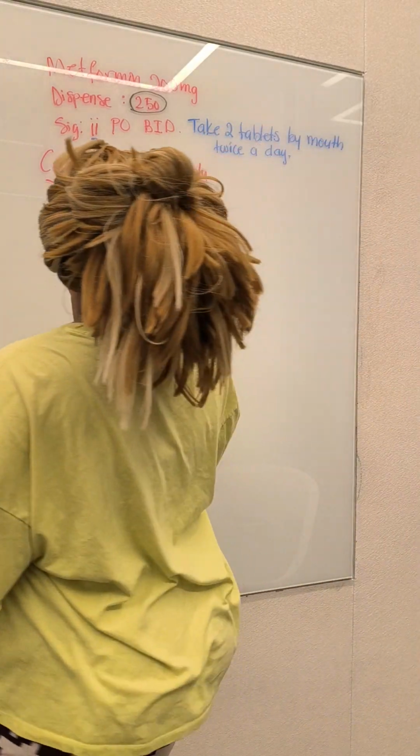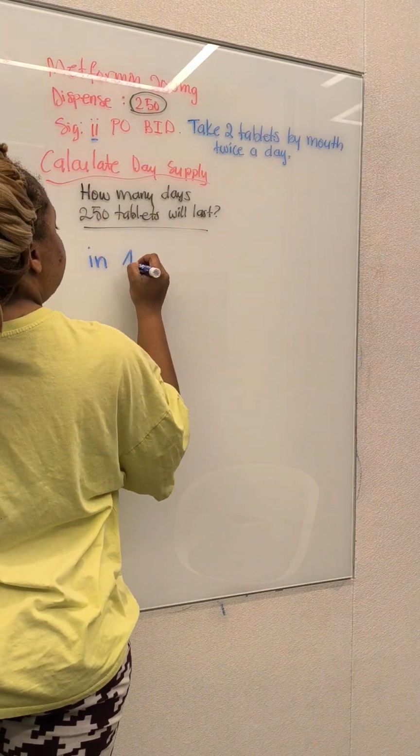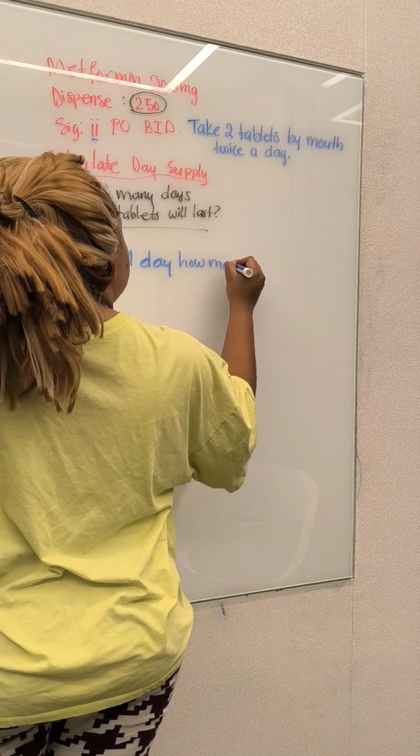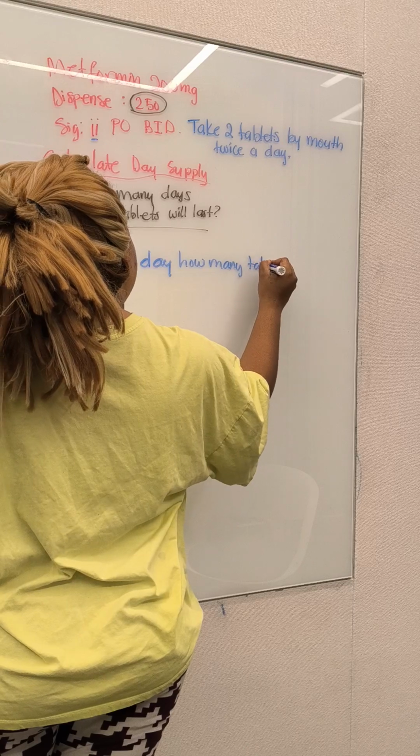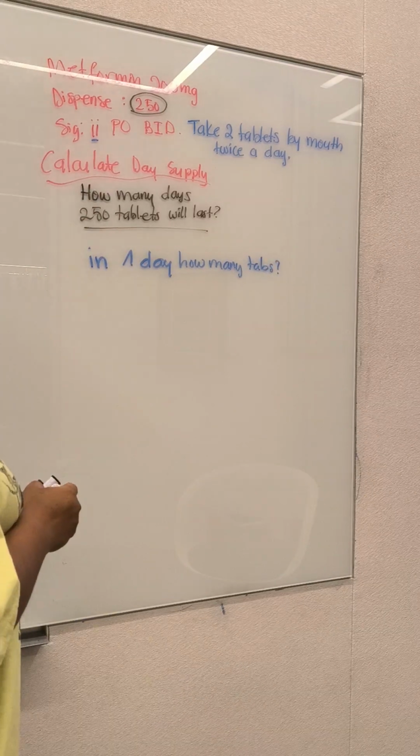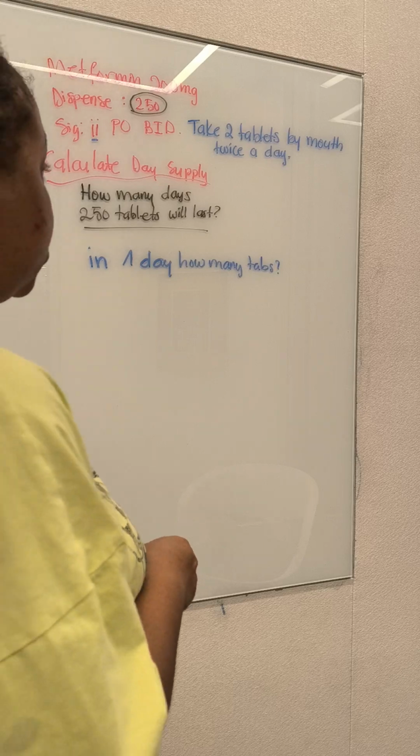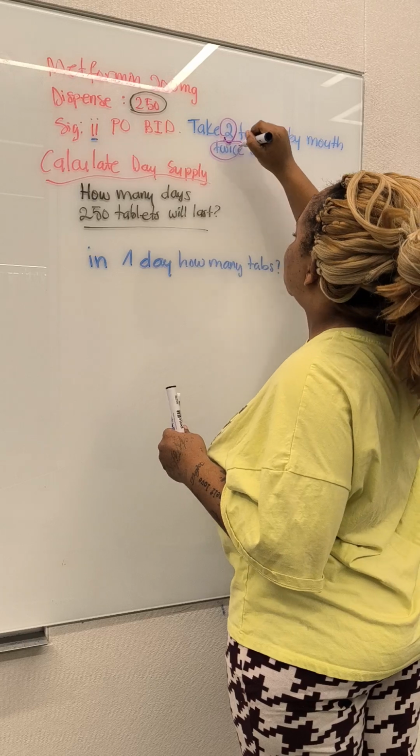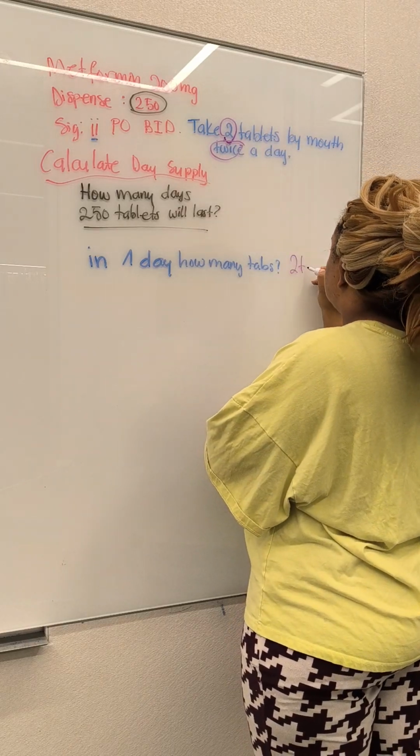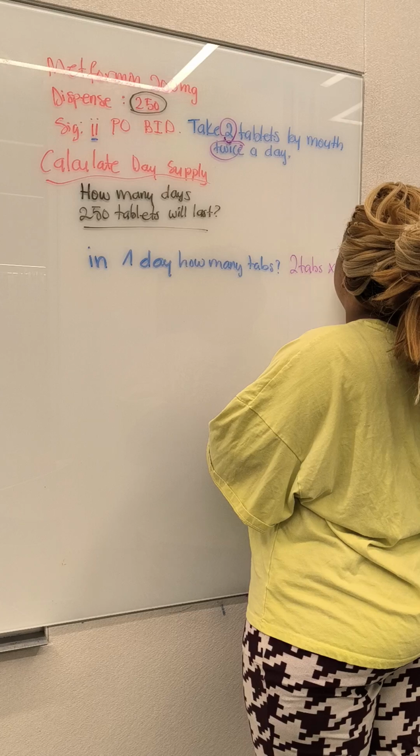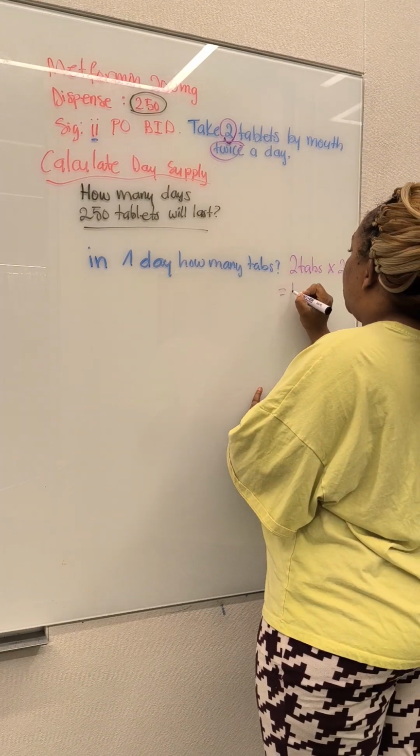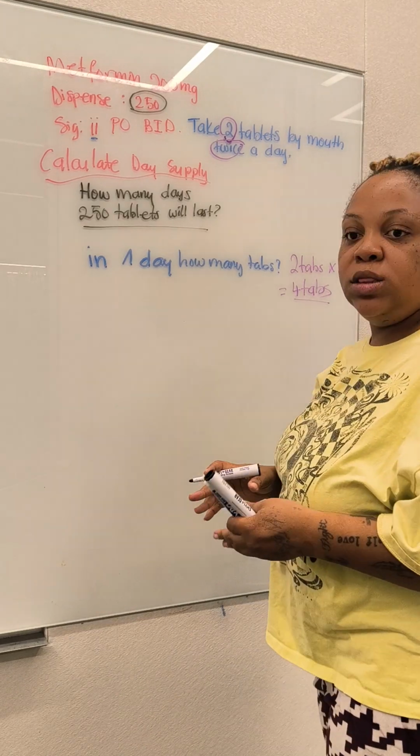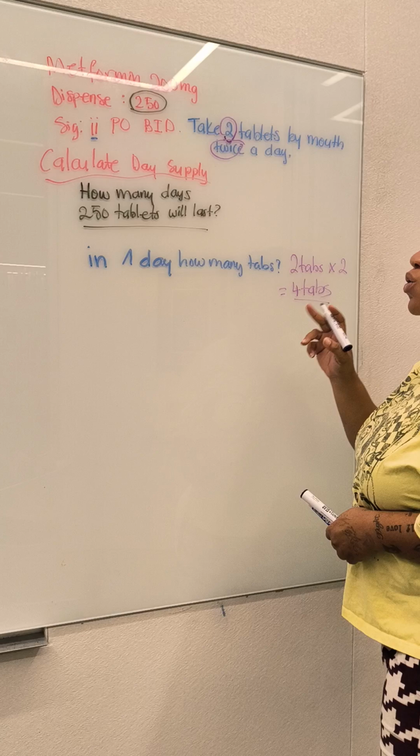In one day, first you need to know in one day, how many tabs? In one day, how many tabs do you think they're going to take? So it says two tablets by mouth twice a day. So that means two tablets times two times a day, each day equals 4 tablets. That means every single day, this patient is going to take 4 tablets of metformin.